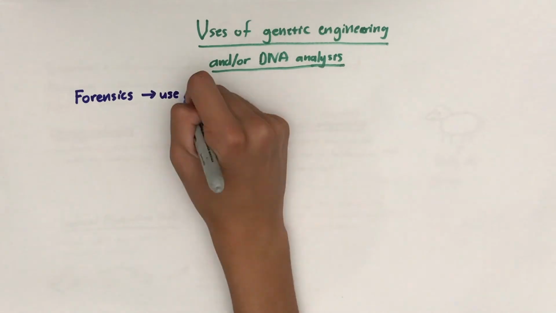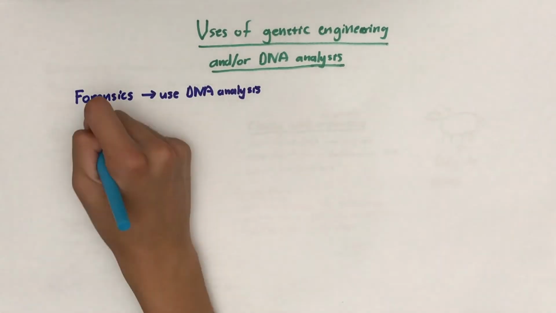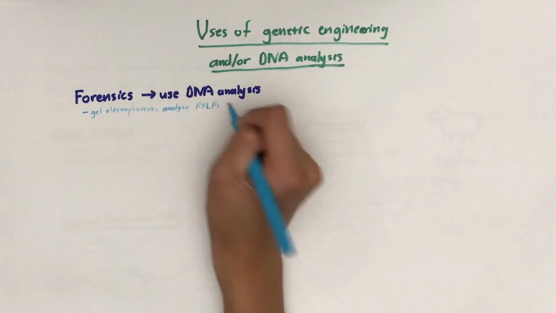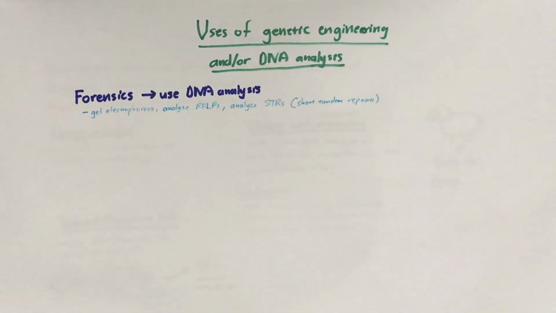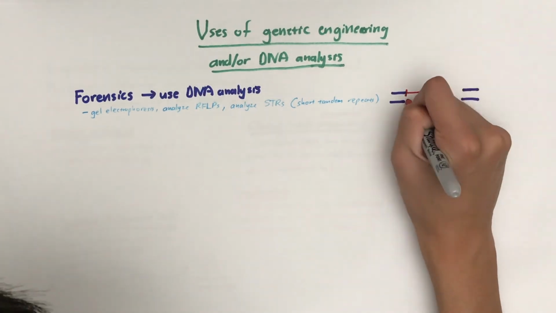And finally, what are some of the tangible uses of genetic engineering or DNA analysis? One of the big things, of course, is forensics, which, if you see TV shows, they very often use DNA analysis. For example, gel electrophoresis, analyzing RFLPs, and more recently, using short tandem repeats, which is basically repeating segments that actually turn out to be very efficient at recognizing different suspects.